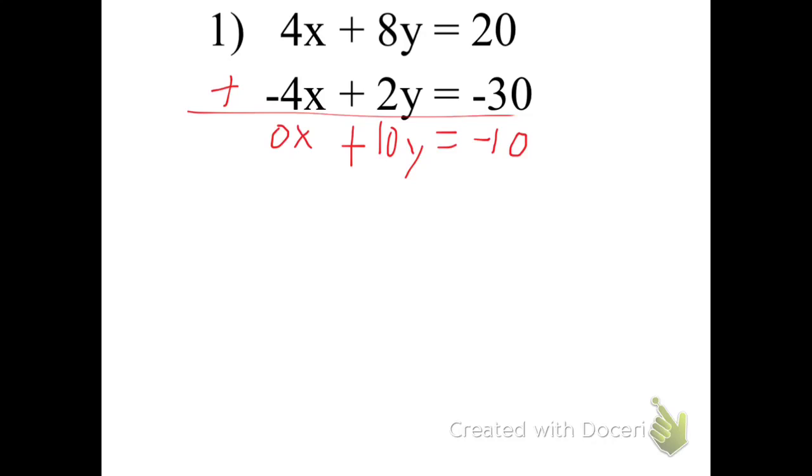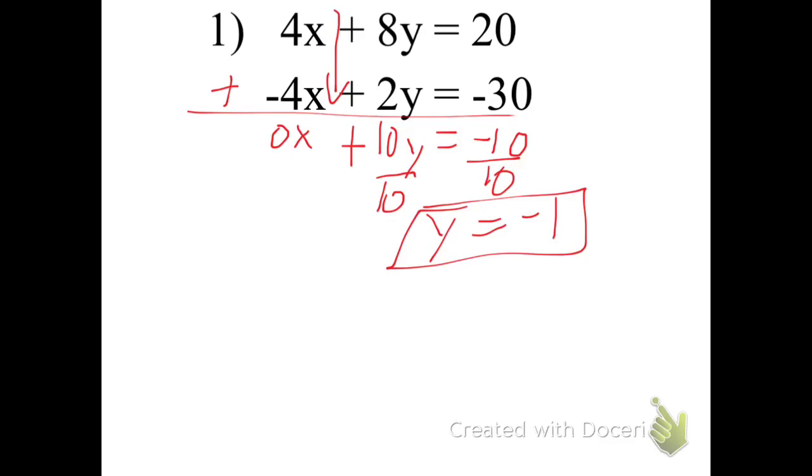So what happens is I added the equations together, just going straight down. 4x plus negative 4x is 0x, 8y plus 2y is 10y, 20 plus negative 30 is negative 10. So now I just got 10y equals negative 10. I'm going to divide by the 10 to get y equals negative 1. So I am like half done now.